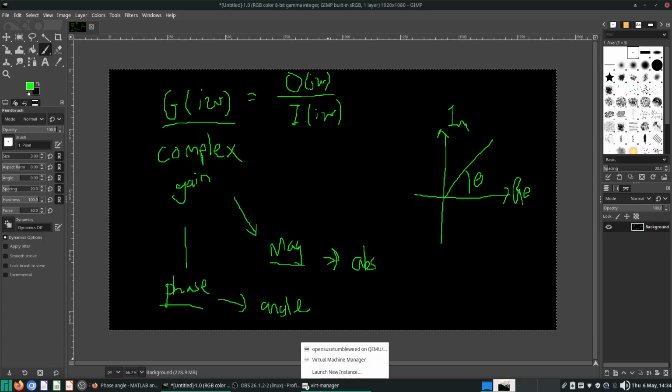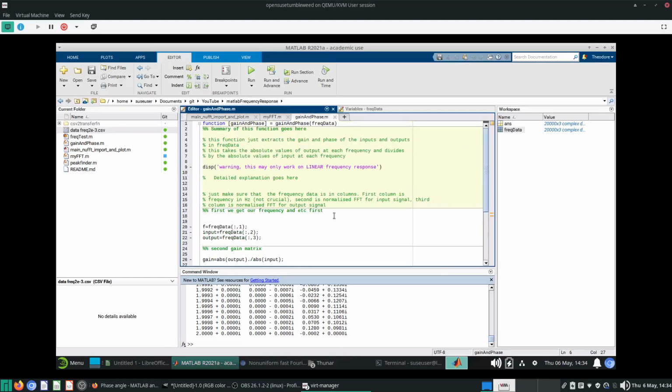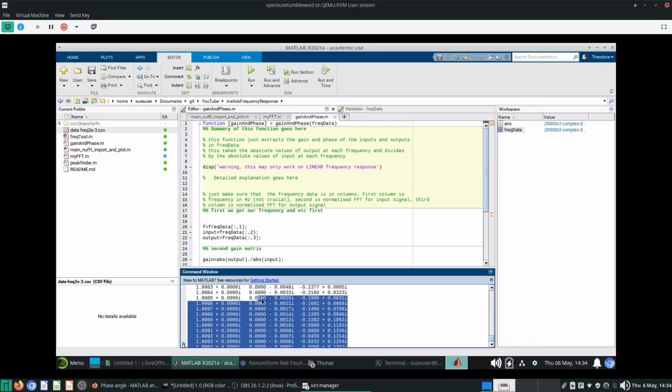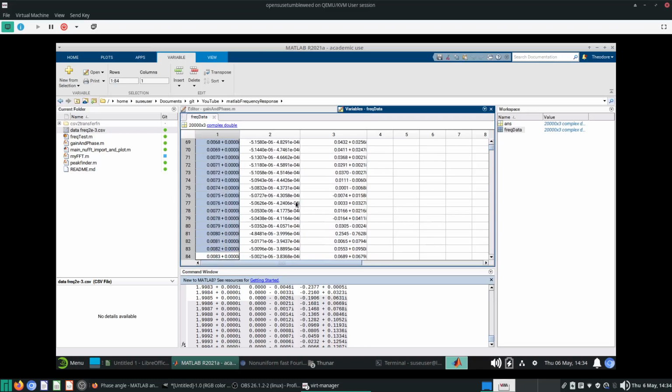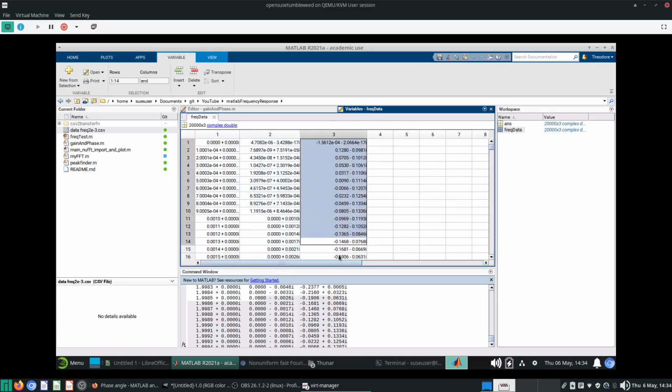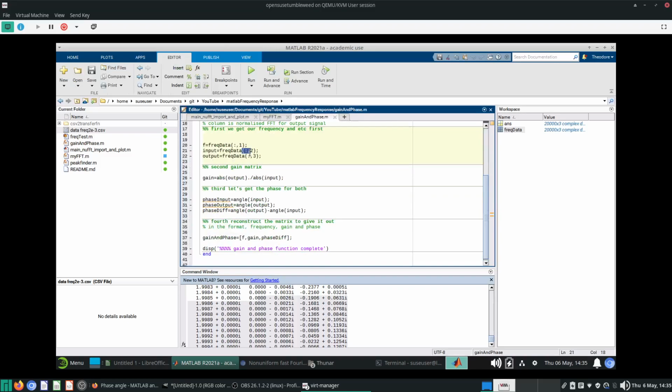Now I'm going to show you a simple script to get the gain and phase based on your frequency response data. If you have a frequency response data column like this, you have the frequency in hertz, and then you have the input frequency response, and then the output frequency response. You will need to divide the output by the input.